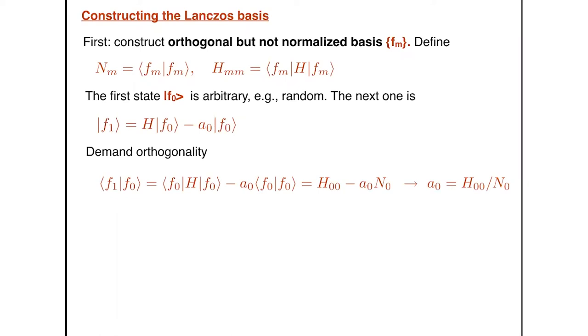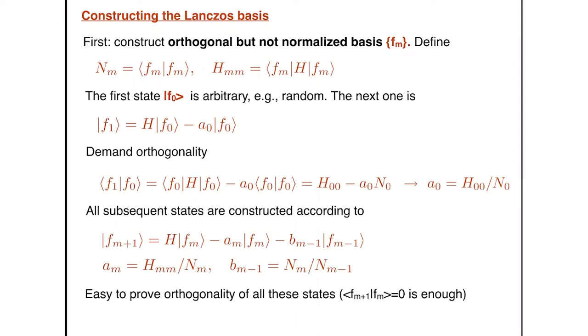So then you just have to say, okay, what should A0 be for that orthogonality to hold? You just put in the expression for F1 and compute it, and you see that A0 is H0, which was this diagonal element of H, divided by the number n naught, which is defined like that. Okay, now you have two orthogonal states. And then it turns out that for all the subsequent states, there's a very simple rule, which is just marginally more complicated than this one.